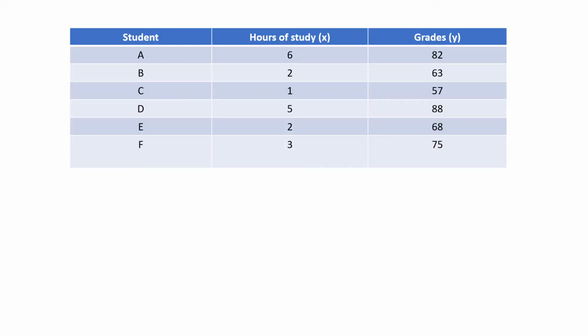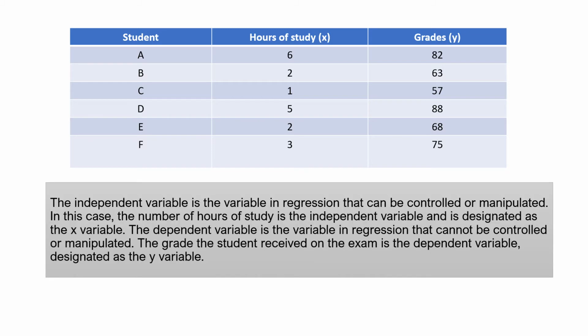On the first row, we have the students A, B, C, D, E, and F. On the second row, we have the number of hours studied, and on the last row, we have their grades. An independent variable is the variable in regression that can be controlled or manipulated. In this case, the number of hours of study is the independent variable and is designated as the x variable. The dependent variable is the variable in regression that cannot be controlled or manipulated. The grade the students receive on an exam is the dependent variable, designated as the y variable.